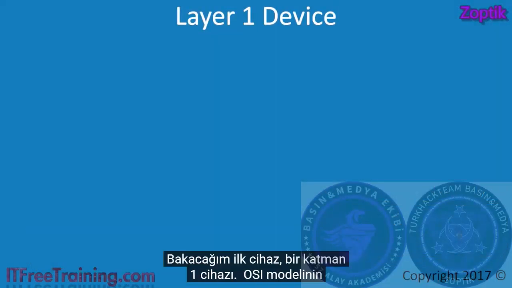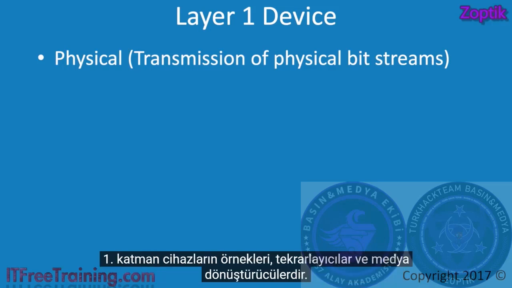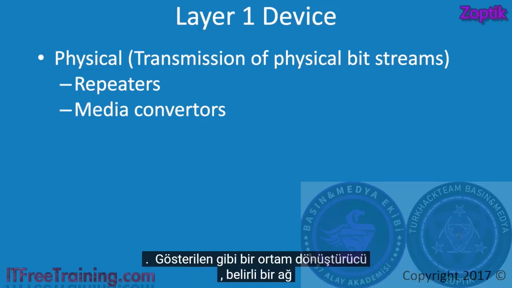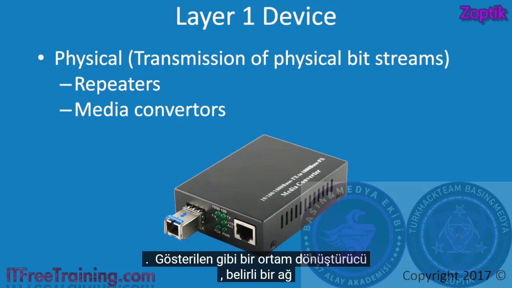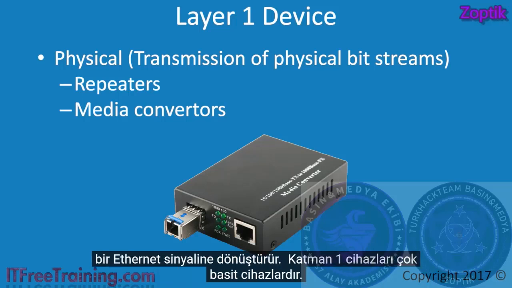I will now have a look at how the OSI model may get referenced today. The first device I will look at is a Layer 1 device. Remember that the OSI model refers to the first layer as physical and controls the transmissions at the bit level. Examples of Layer 1 devices are repeaters and media converters. A repeater essentially extends the limits of a network by boosting or recreating the network signal. A media converter, like the one shown, converts a particular network type to a different type. In this case, the media converter converts a fiber signal to an Ethernet signal. Layer 1 devices are very simple devices.